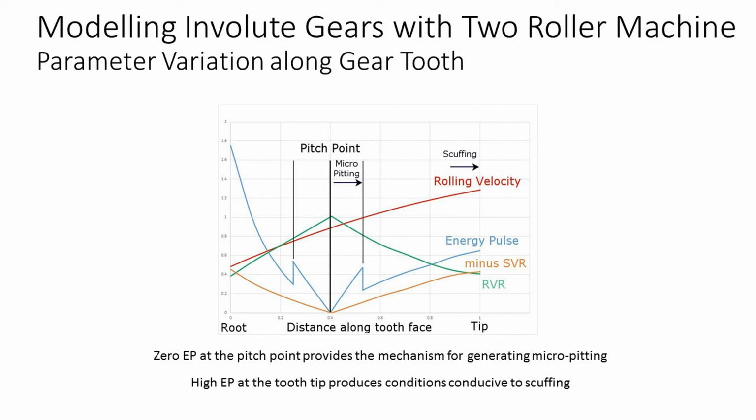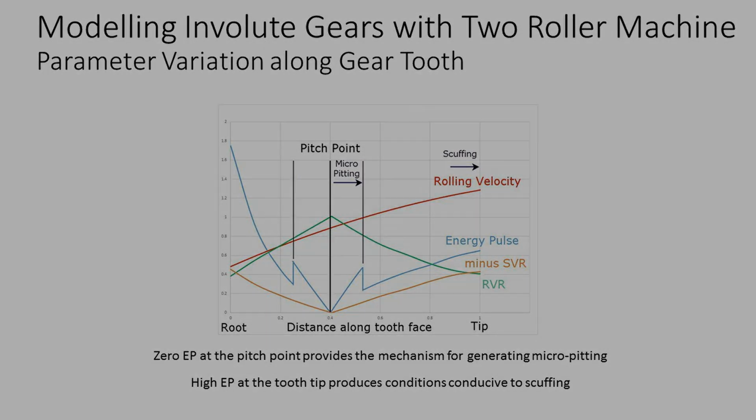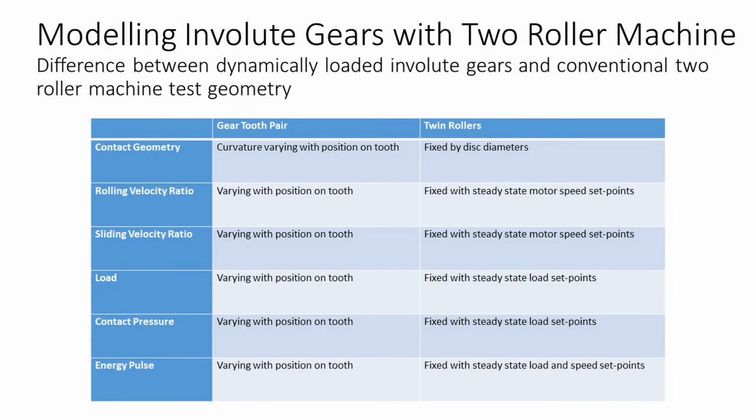Zero EP at the pitch point provides the mechanism for generating micropitting. High EP at the tooth tip produces conditions conducive to scuffing. It will be apparent that there are significant differences between a pair of dynamically loaded involute gears and a conventional two-roller machine test geometry. These are summarized in the table.